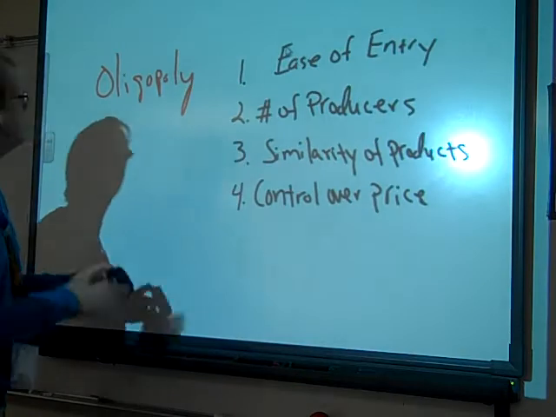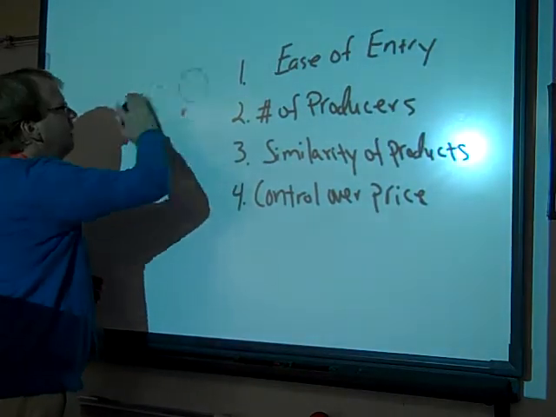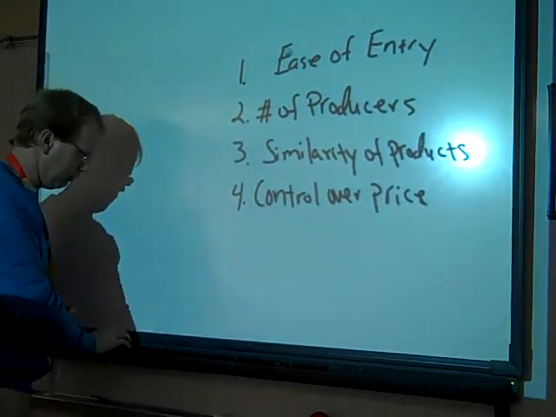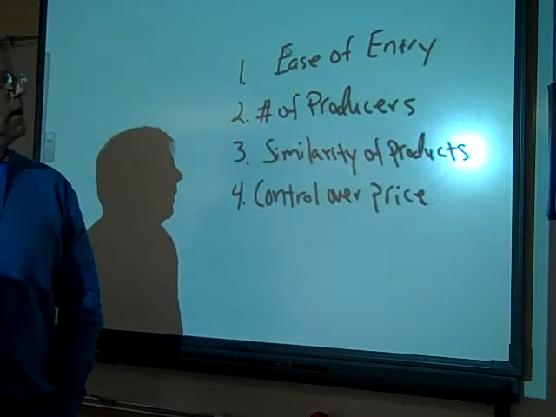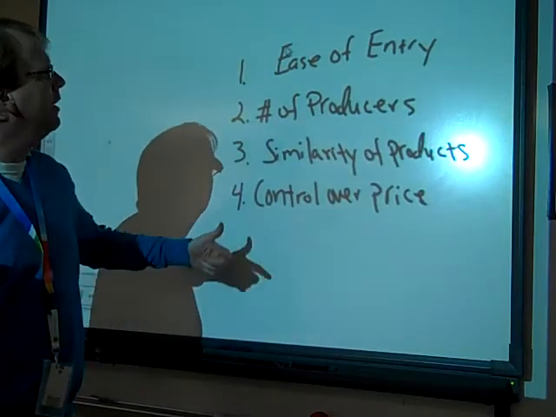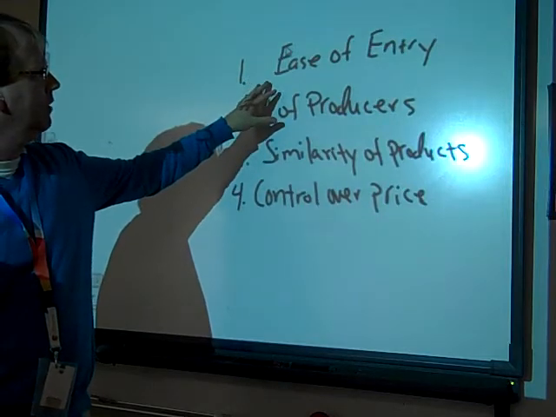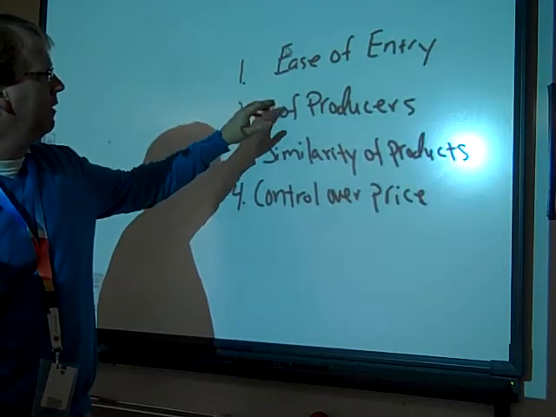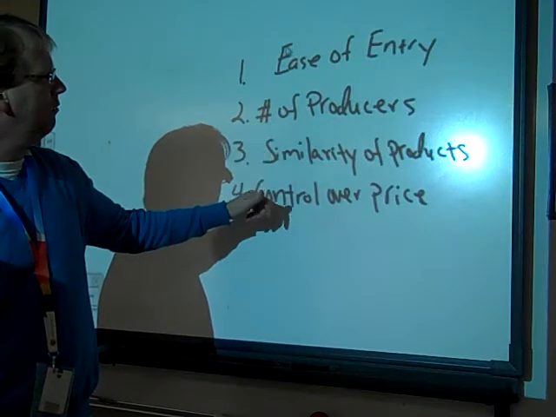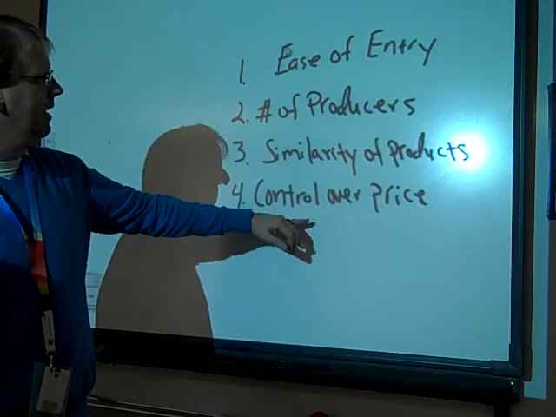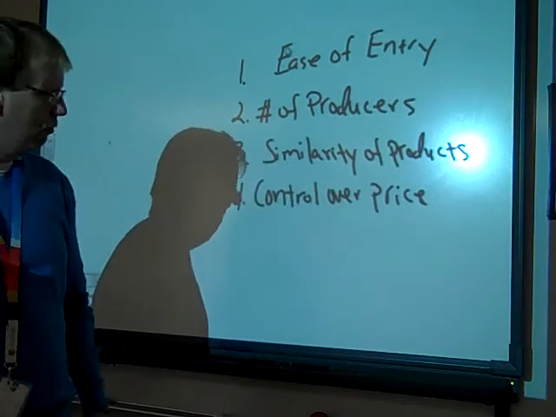Okay, hi everybody. We're going to talk about market structures today. We're going to go over those 4 different market structures that we have in our economic system, and we're going to look at them in these 4 different areas. We're going to look at how easy it is to get into those market structures, ease of entry, the number of producers in those market structures, similarity of products, and the control over price. So we'll look at them in those 4 areas.